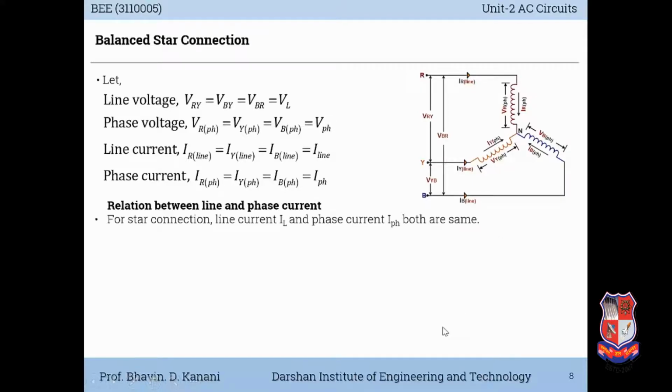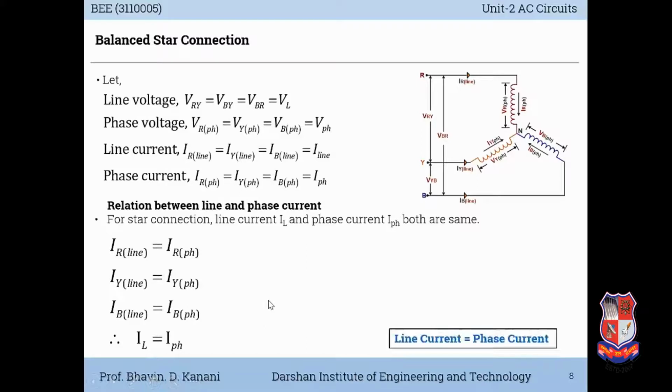अगर रिलेशन देखा जाए लाइन और फेज करंट में, then IR line is equal to IR phase. Same way for Y and B phase. तो एक कंक्लूजन ये बनता है कि in star configuration, that means in balanced star configuration, line current will be same as phase current. So line current is equal to phase current.